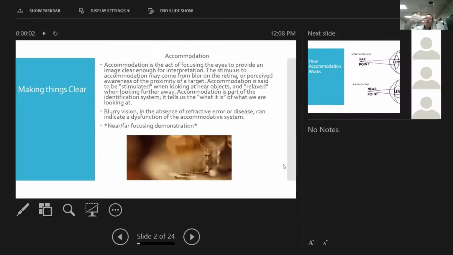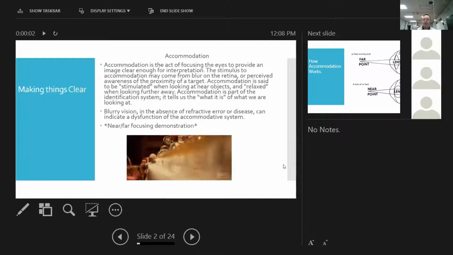But as we know, the farther away that we're looking, the farther away the object of regard is, the less accommodation it takes, and we have to relax that accommodation out to see objects that are far, and then we have to flex or accommodate and focus in to see those things that are close, okay? Now, when we think about the accommodation system, it's part of the identification system.